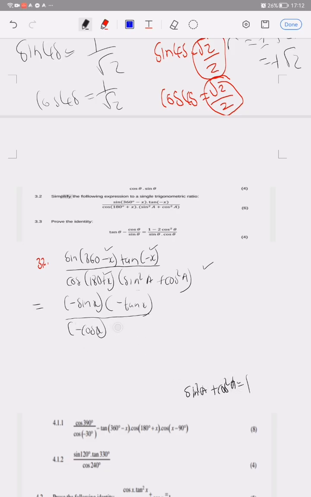So excuse me, I'll replace this one as a 1. So when I simplify, negative times negative is a positive sine x over negative cos x. Then what do we do from there? I can say this is sine x times sine x over cos x, everything over cos x. All right, everything over cos x. So what do we do from there?